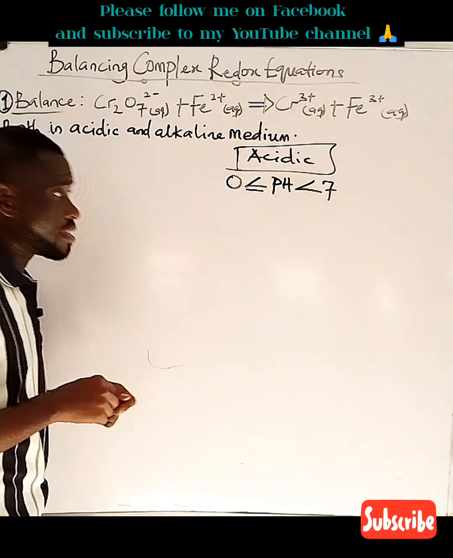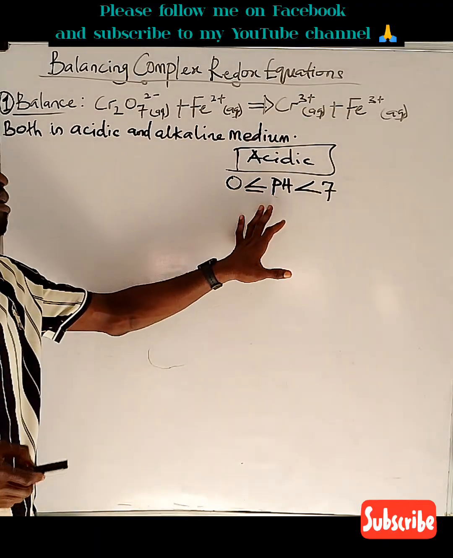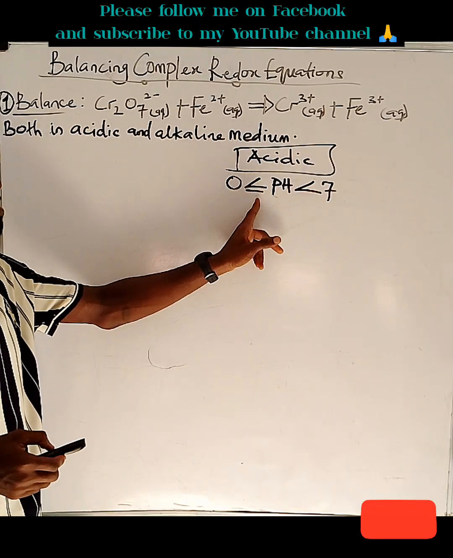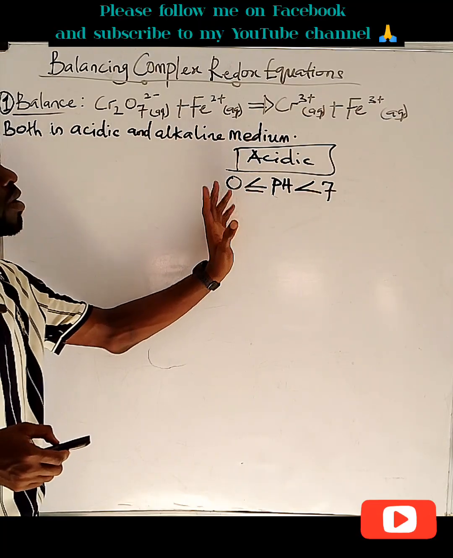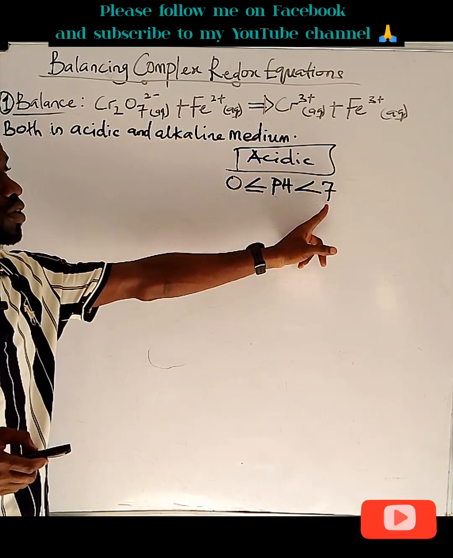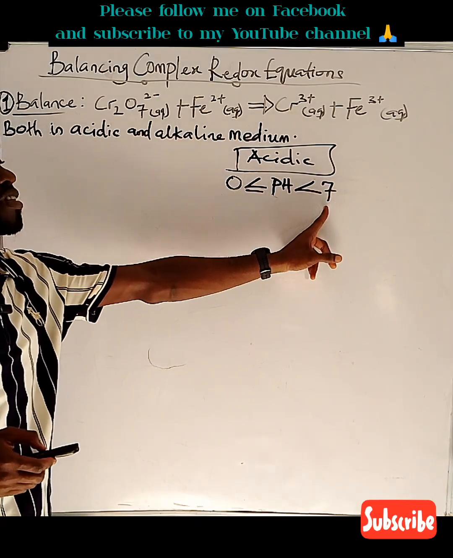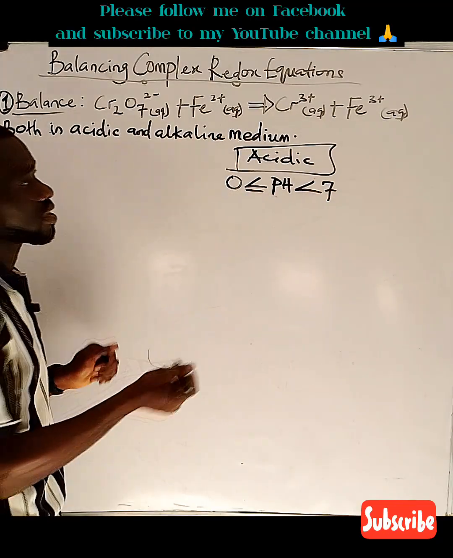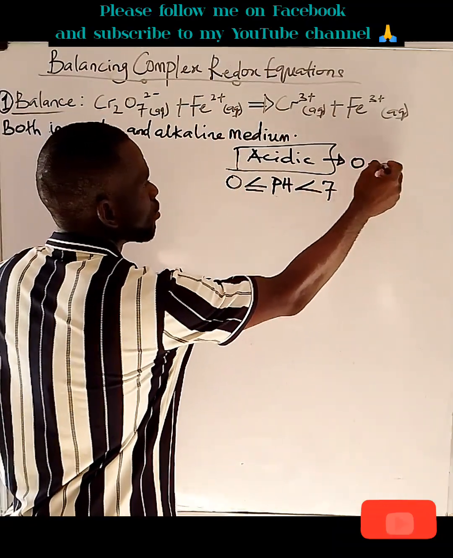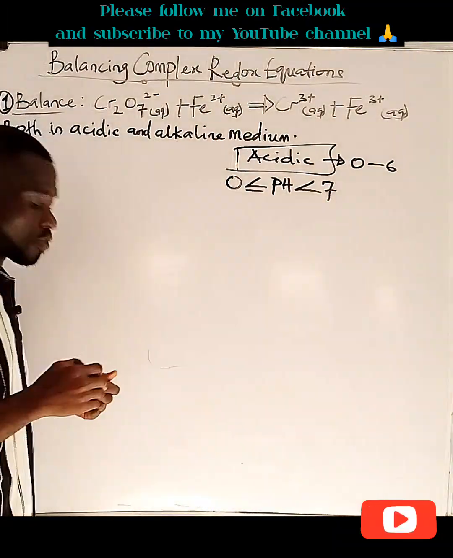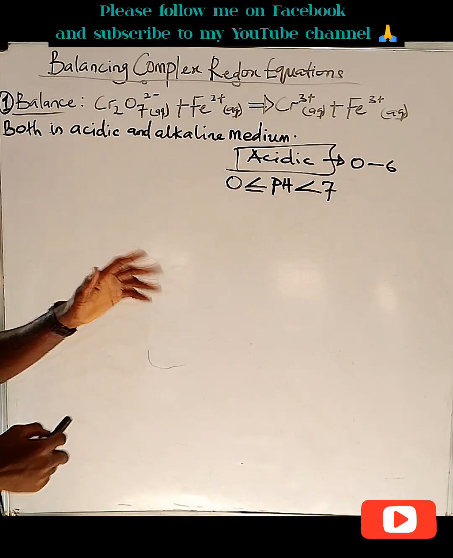So what does this simply mean? It means the pH is either equal to 0 or greater than 0, but not equal to 7, lesser than 7. So we're talking about an acidic medium redox equation, and the pH is simply between 0 to 6. That's what we're talking about for acidic medium redox equation.